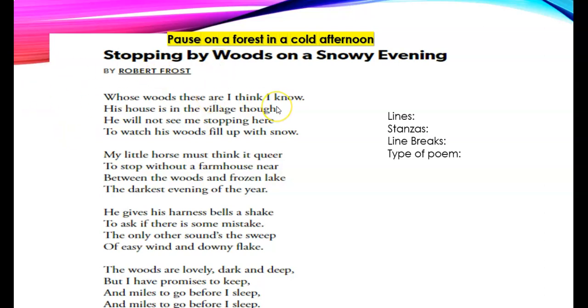Whose woods these are, I think I know. His house is in the village, though. He will not see me stopping here to watch his woods fill up with snow.